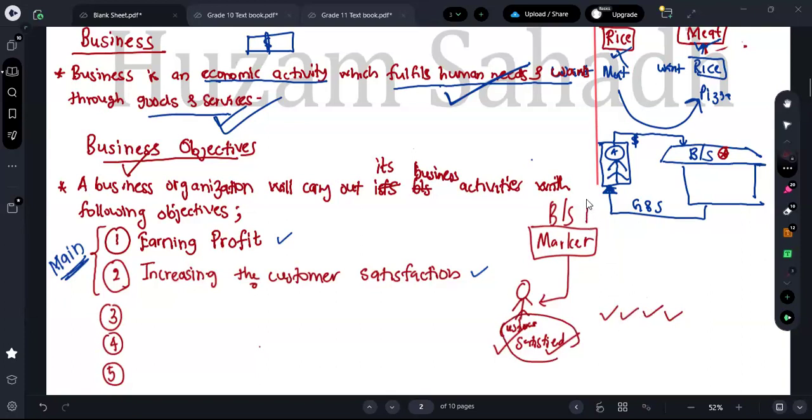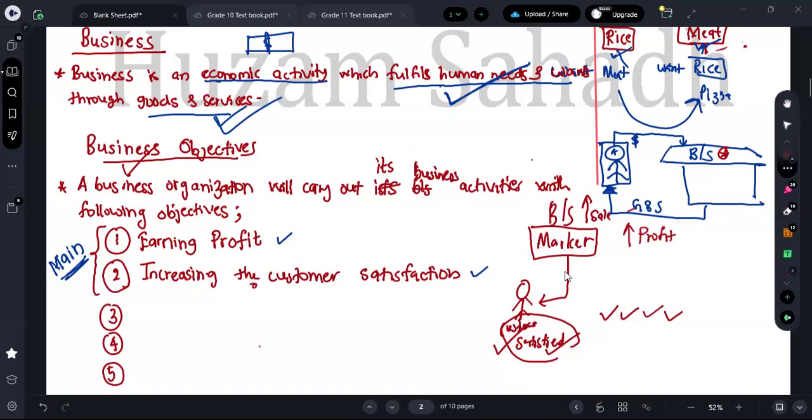So what will happen? Business sales will increase. When the sales increase, what will happen? The profit of the business will also what, guys? Increase. So here sales will be increasing because I am satisfied and I am purchasing more. Because of that, what will happen? The profit of the business organization will increase.